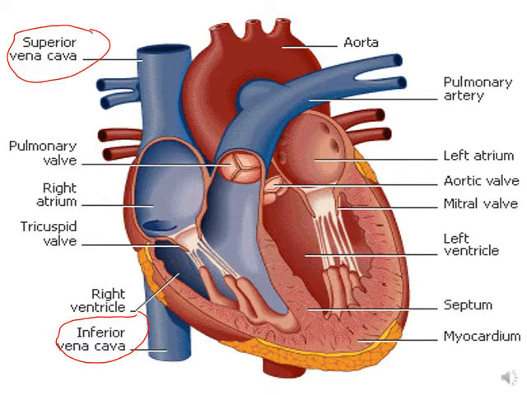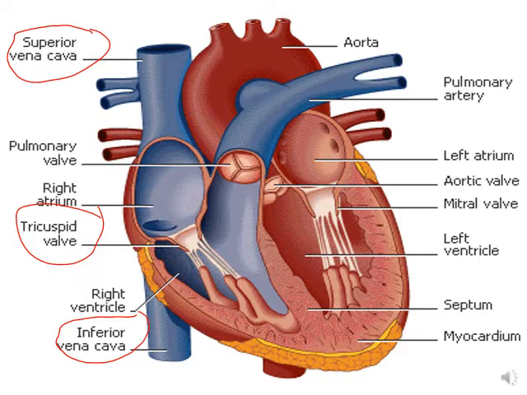And we have the bicuspid and the tricuspid valves. This is the tricuspid valve shown here. They allow the unidirectional flow from the auricles to the ventricles.